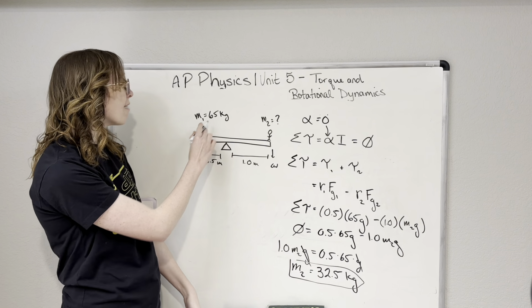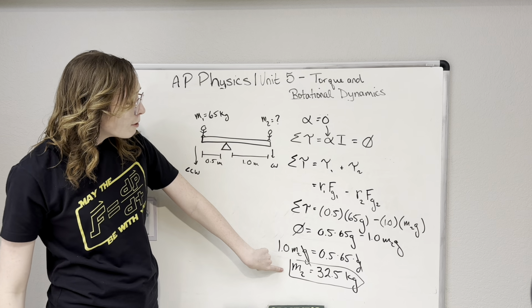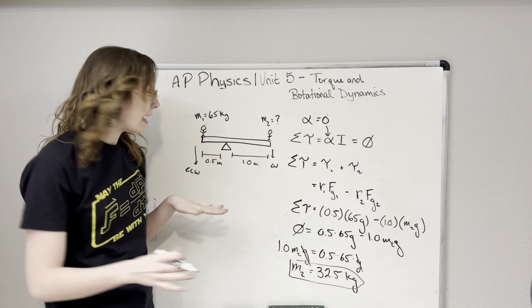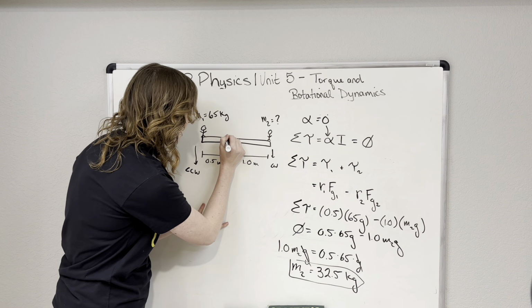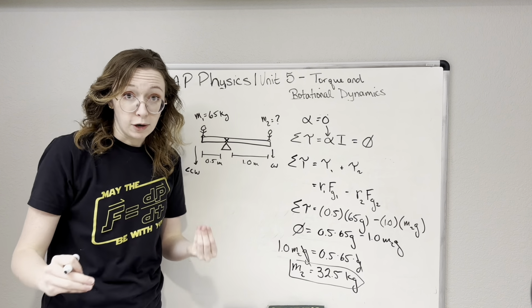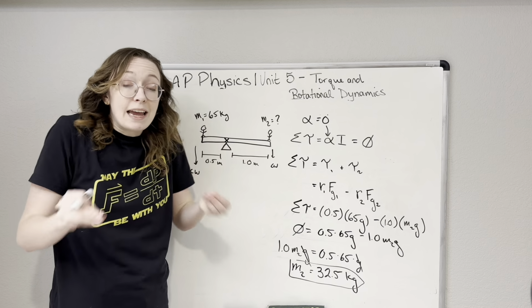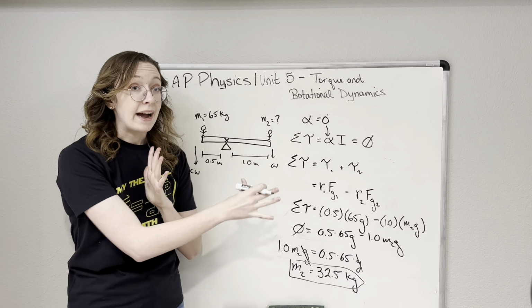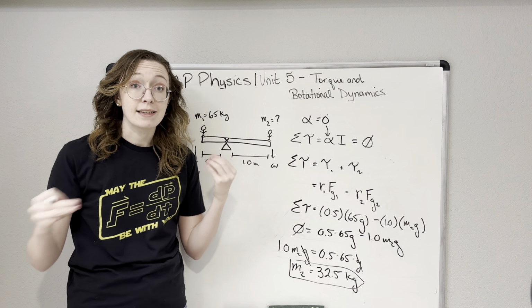We just saw here, we have two kids of two very different masses. This kid's 65 kilograms, this kid's 32.5 kilograms. But because they are sitting at different radii from our axis of rotation, which is right here at our support, they end up exerting the same torque even though they have different masses. So you don't need the masses on either side of your axis of rotation to be the same.